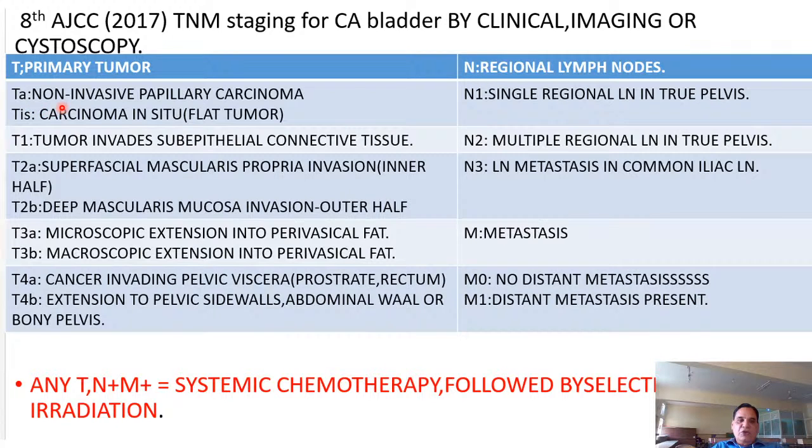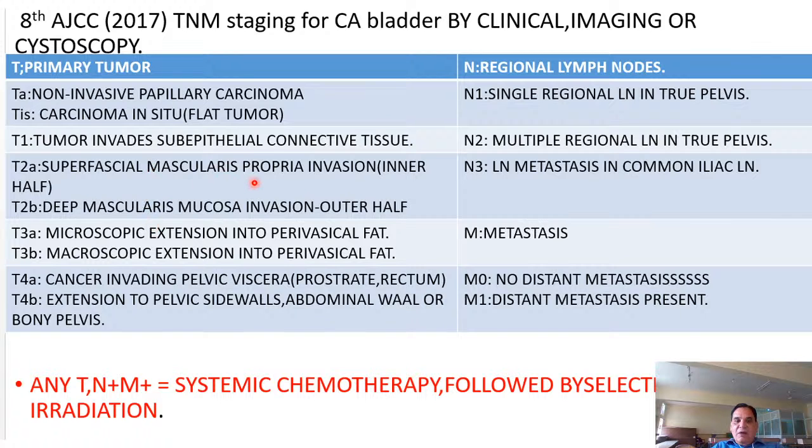Ta, non-invasive. Tis, in situ, this is a flat tumor. T1, it has invaded subepithelial connective tissue. Now layer by layer. T2a, invasion of the inner half. T2b, invasion of the outer half. T3a, extension to perivesical fat, and it is microscopic. T3b, macroscopic extension.